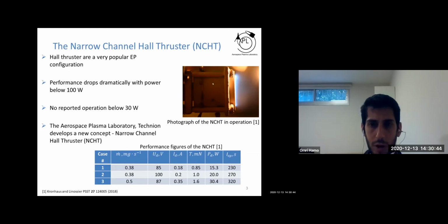Here we have a photograph of the NCHT in operation. We can see here the blue plume of the xenon plasma. These are some typical performance figures for the NCHT for several scenarios. Here we have the mass flow rate of the xenon in milligrams per second, the discharge voltage and the discharge current, and typical thrust of around 1 millinewton, and typical power consumption of about 20 watts.